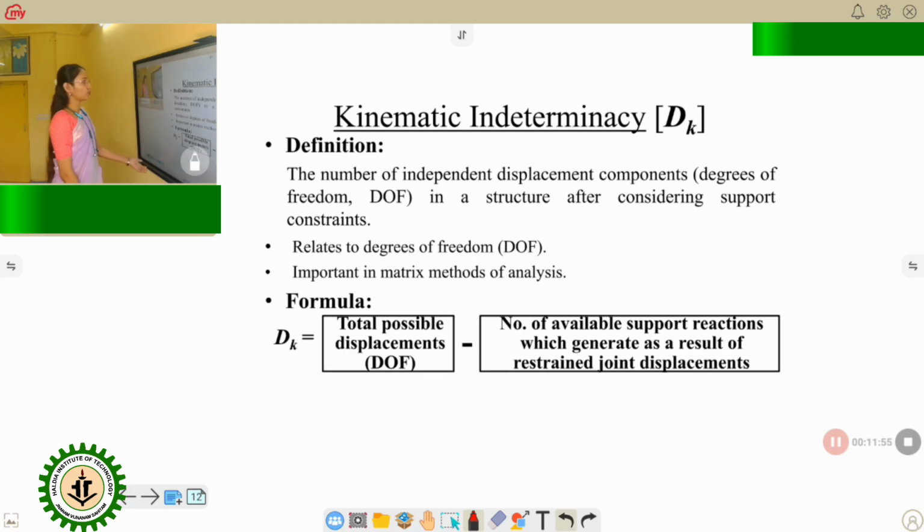Now let us go to kinematic indeterminacy. So till now we have learned what static indeterminacy is. For kinematic indeterminacy, we will go on in our next lecture. Okay, see you in our next lecture for the continuation of this topic.